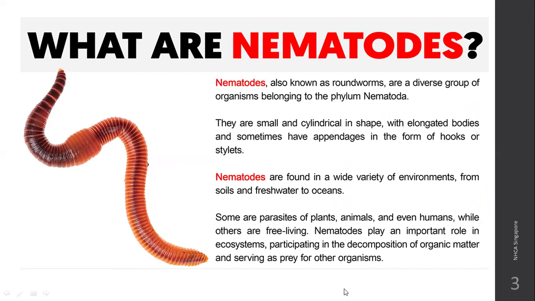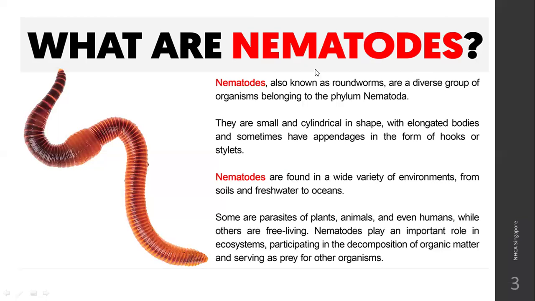They are a diverse group of organisms belonging to phylum Nematoda. They are small and cylindrical with elongated bodies, and some have appendages, like small fingers to move around, in the form of hooks or stylets. They are found in a variety of environments, from soil to fresh water to ocean. Some exist in plants, animals, and even humans, and others are free living.